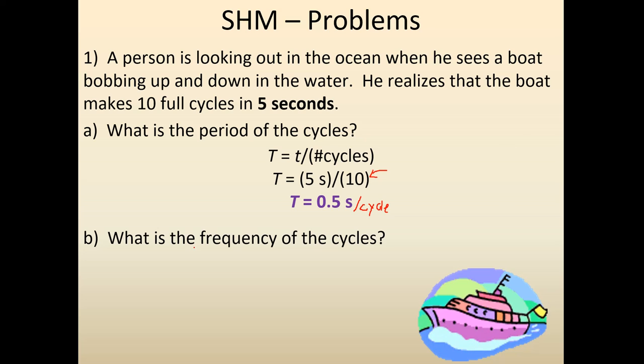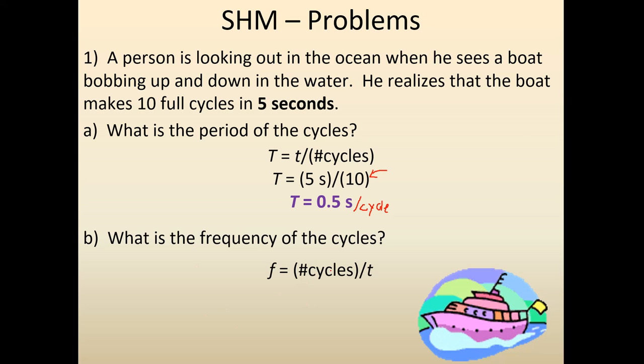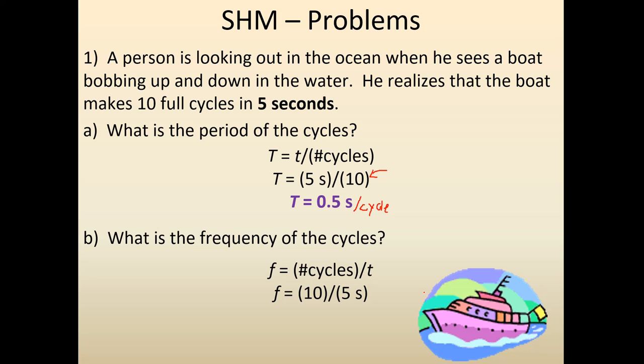All right, so part B says, what's the frequency of the cycle? Again, I have to go back to the definition. The frequency was defined as the number of cycles per second. So using that same idea as I did for period, frequency is number of cycles per time. So cycles divided by time gets me frequency. Basically, I do 10 divided by 5 seconds, and I get 2 hertz. So these are two equations that you have to end up remembering. Like I said, they come straight from the definition, and they do not appear on any equation sheet.